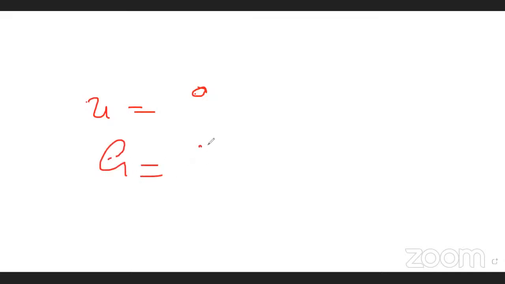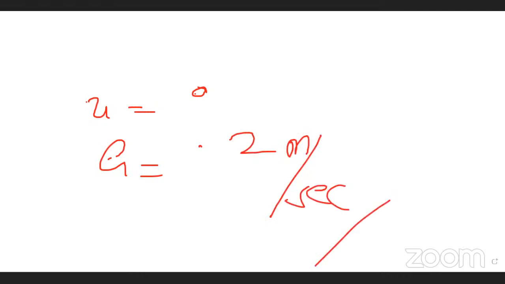Here the acceleration is 2 meter per second for every second. Therefore, acceleration A is equal to 2 meter per second square. This is the acceleration produced in the object. So this is the unit for acceleration.